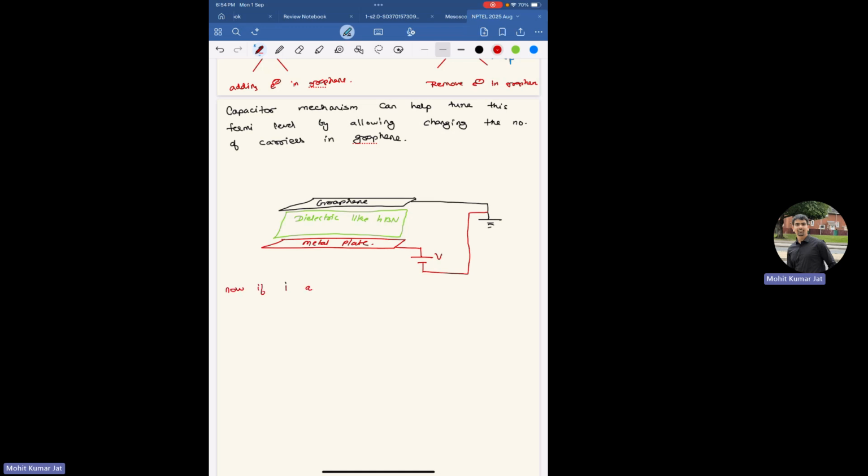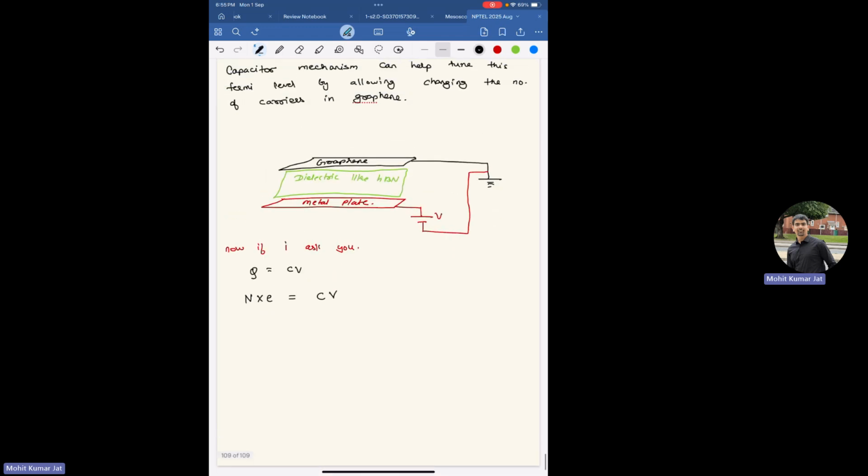Now, if I ask you what is the capacitance of this circuit and how it is related with your voltage V and charges, you can tell me that here your charges are related by Q = CV, and for Q I can write the total number of charges times the charge of electron e is equal to C times V. Now you can divide both sides by the area of the sample, the area of graphene.